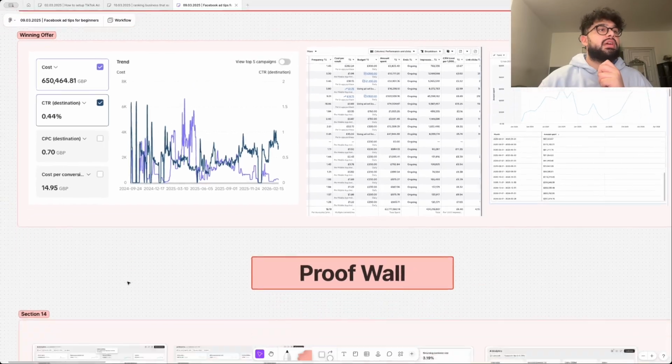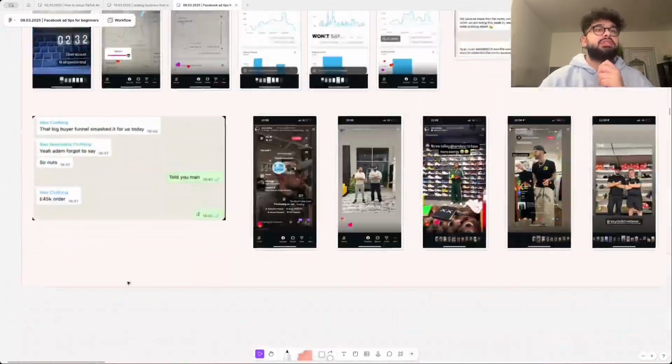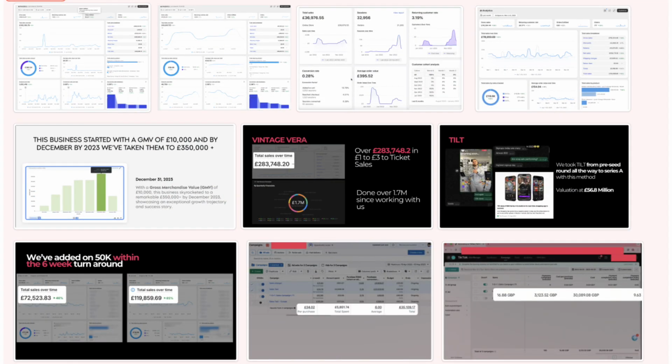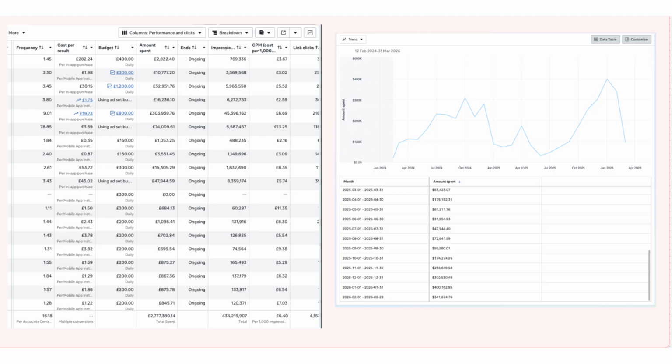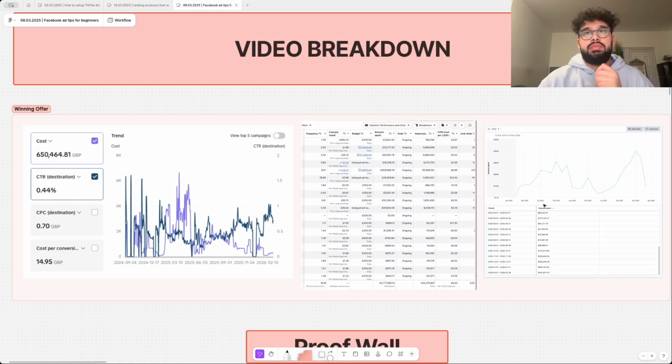Over the last 4 years, I've done over $10 million in revenue for clients. You can stop here and see the proof wall. And you can see here I've spent more than 650K on TikTok ads, $2 million ad account. I think this adds up to probably even more. It's £2 million actually, so $3 million.